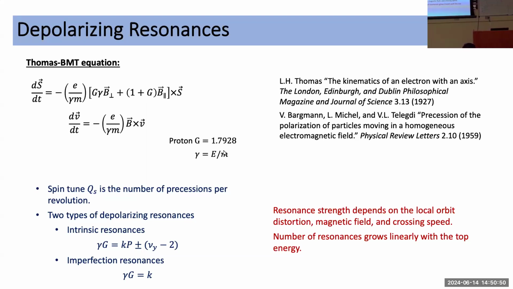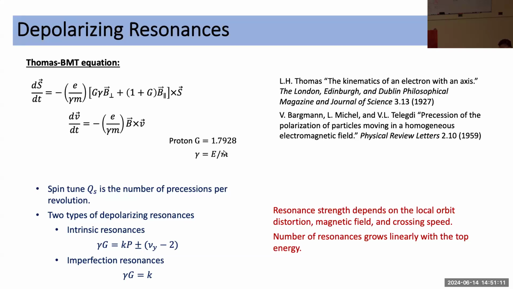It would depolarize. So you try to avoid the so-called imperfection resonances. And there are intrinsic resonances which have to do with the periodicity of the machine, where this gamma G should not be, say, an integer times the periodicity. Periodicity means how many symmetric pieces you have in the ring.